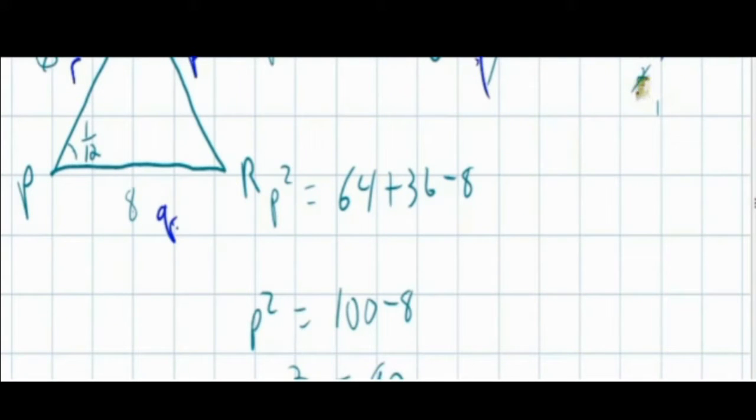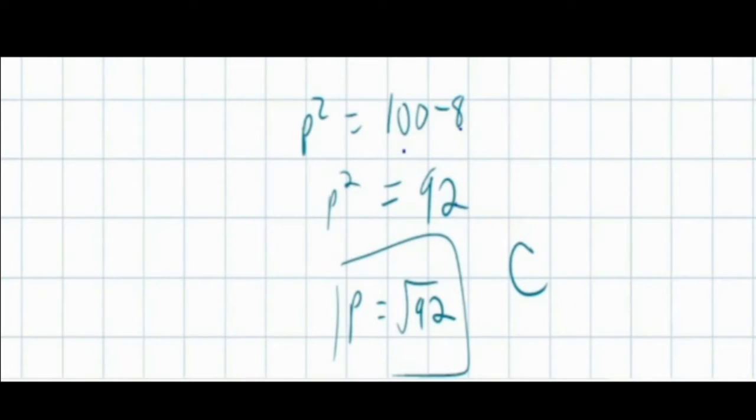So then you go ahead and simplify. So 6 will reduce to 1, while 12 reduces to 2. Then this 2 and this 2 will cancel into 1 and 1. So I'm left with just the number 8. Because this is 1, this is 1, and this is 1. So now I have 64 plus 36 minus 8. So 64 plus 36 is 100 minus 8 is 92. So p is equal to the square root of 92, which is your option C.